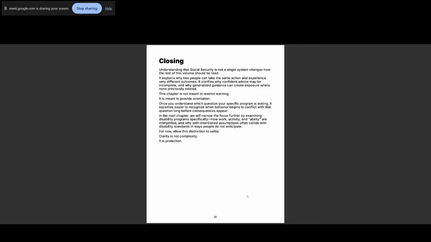In the next chapter, we will narrow the focus further by examining disability programs specifically, how work, activity, and ability are interpreted, and why well-intentioned assumptions often collide with disability standards in ways people do not anticipate. For now, allow this distinction to settle. Clarity is not complexity, it is protection.